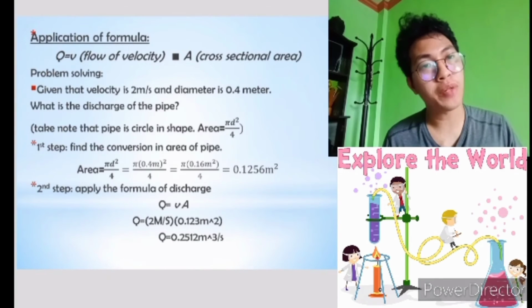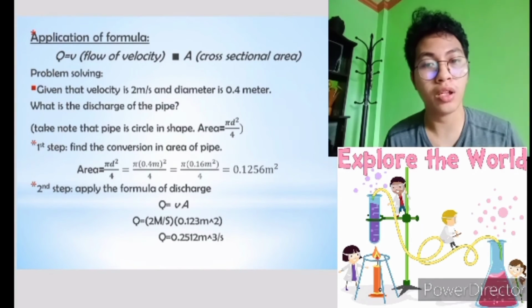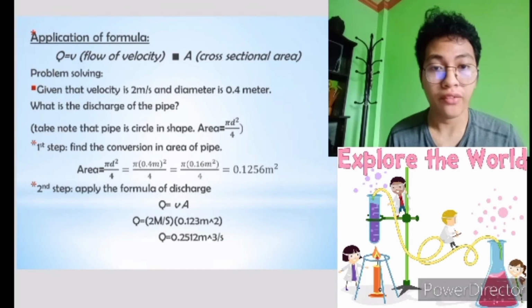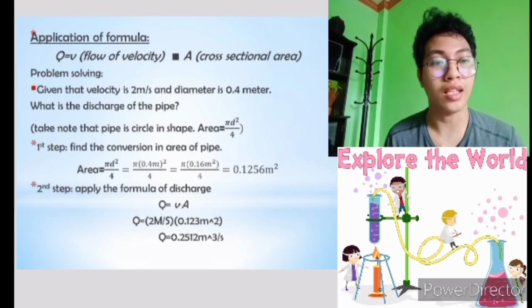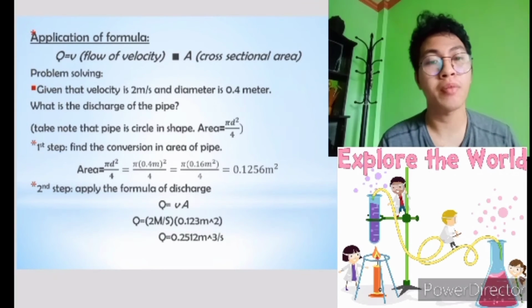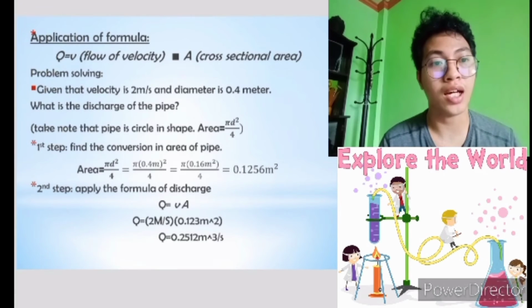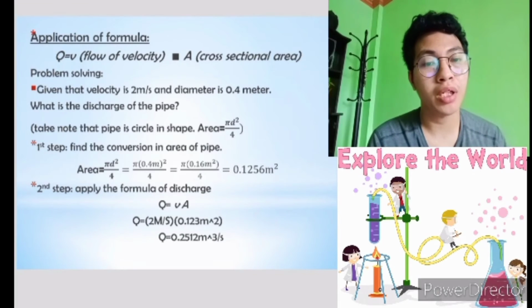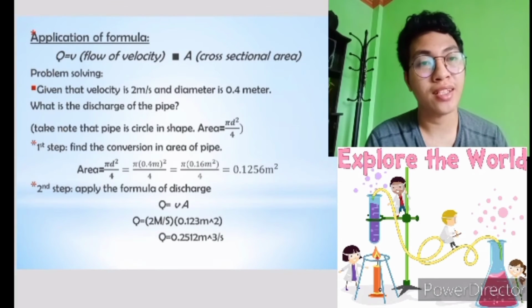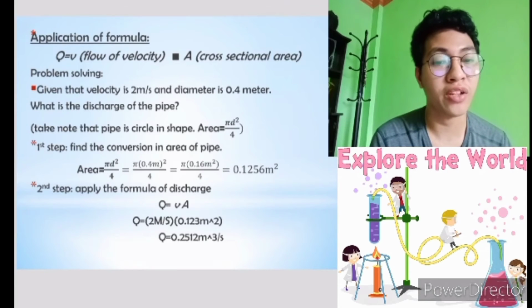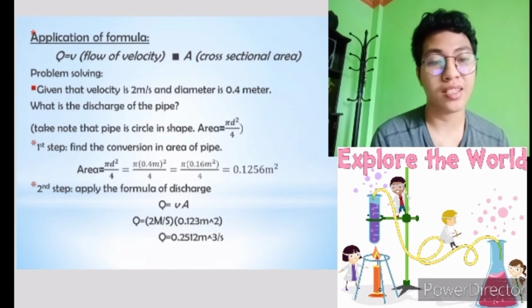So the second formula of discharge is Q equals VA, wherein Q is discharge, V is the flow velocity, and A is the cross-sectional area. We will use this formula if given naman ang velocity at saka cross-sectional area. In problem solving number 2, given ang tinatawag nating velocity which is 2 meters per second and diameter is 0.4 meter. What is the discharge of the pipe?